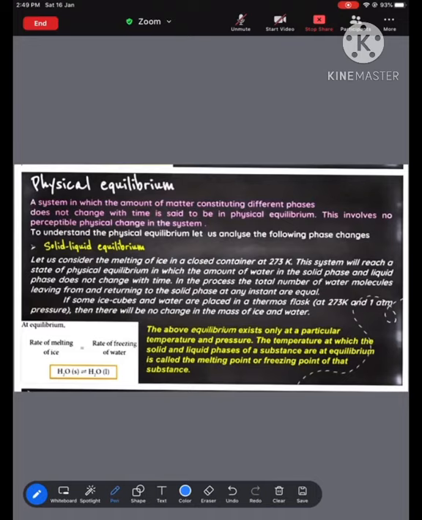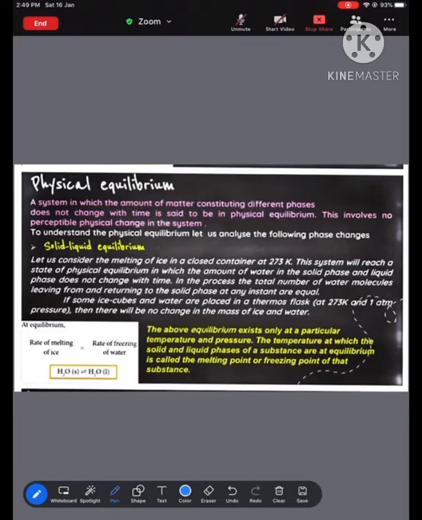So at equilibrium, what happens? The rate of melting of ice is equal to the rate of freezing of water. So water in solid form, which is the ice, will be in equilibrium with water in liquid form. This equilibrium exists only at a particular temperature and pressure.